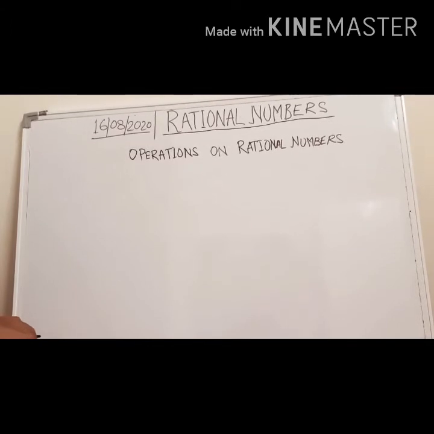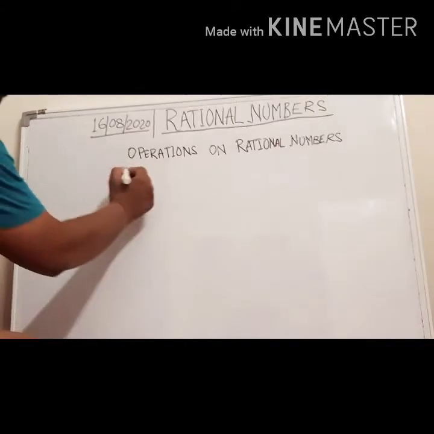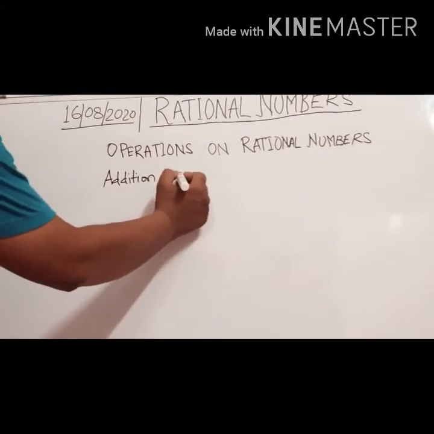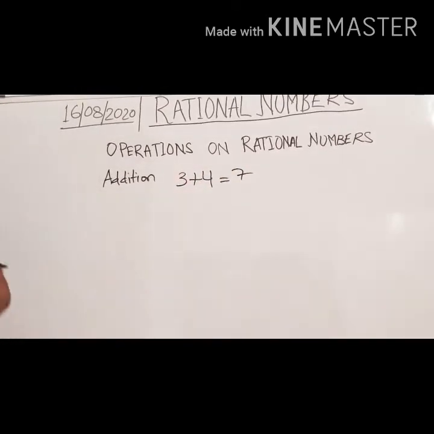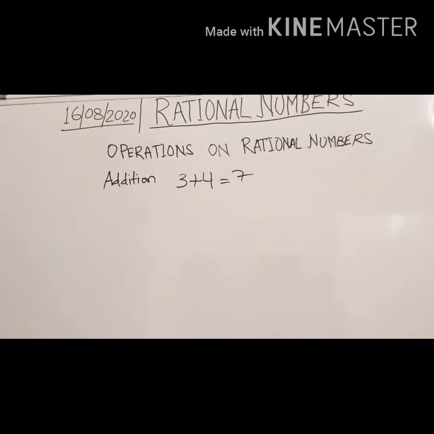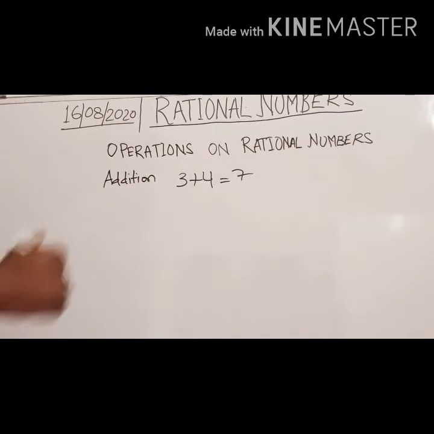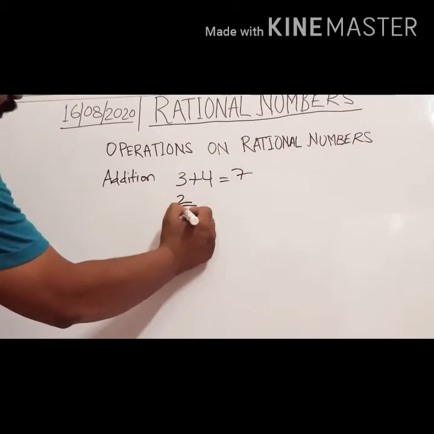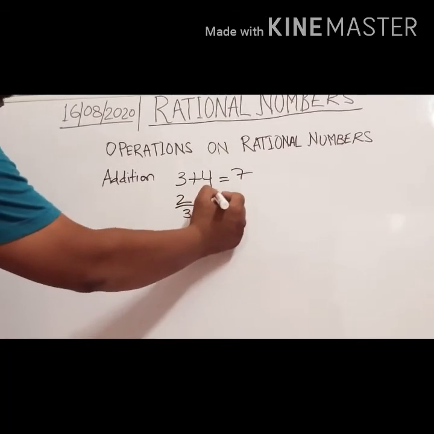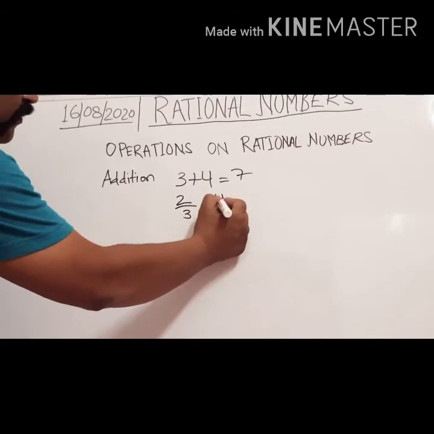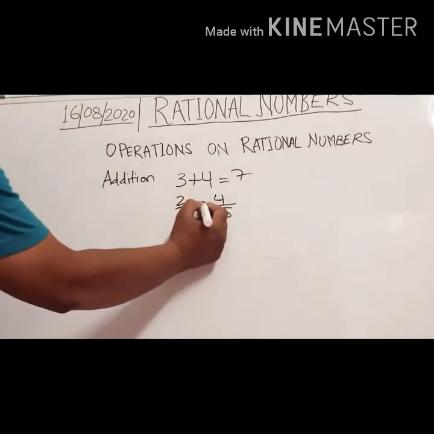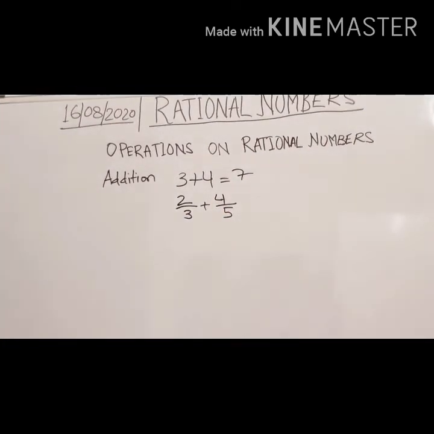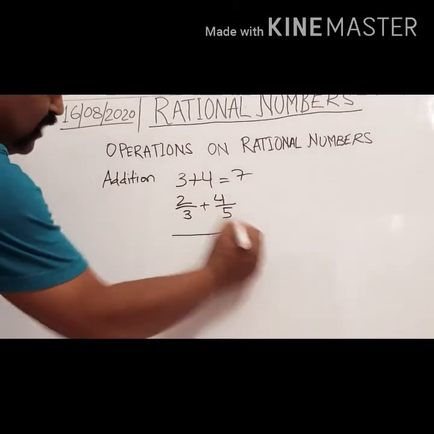Now we will see some operations that can be performed on rational numbers, like the addition of two numbers. Like when we add two simple numbers, 3 and 4, the answer comes out to be 7. Likewise we can operate on two rational numbers also. Suppose the first rational number is 2 by 3 and another rational number is 4 by 5. Now we have to add these two rational numbers, so put the addition sign between them, and now we are going to solve it.